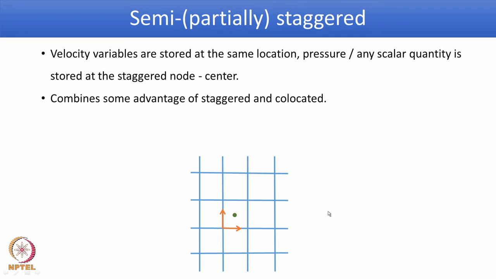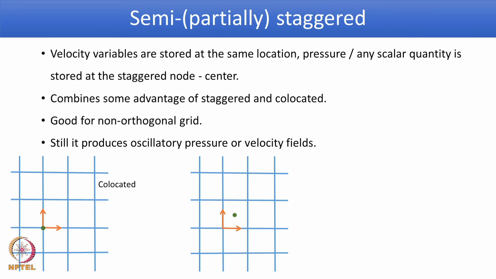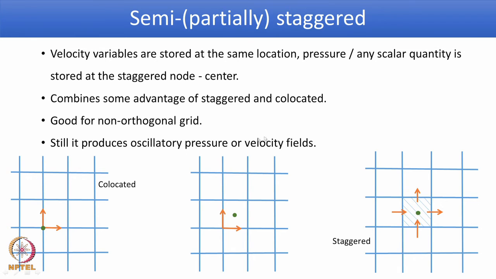It combines advantage of staggered as well as collocated, and it is found to be good for non-orthogonal grid. Still it produces some oscillating pressure or velocity fields. Now let us look at all the three arrangements together. The left is a collocated arrangement, middle is a semi-staggered or partial arrangement, and the right is a staggered arrangement. So you can immediately get idea the advantage as well as disadvantage.